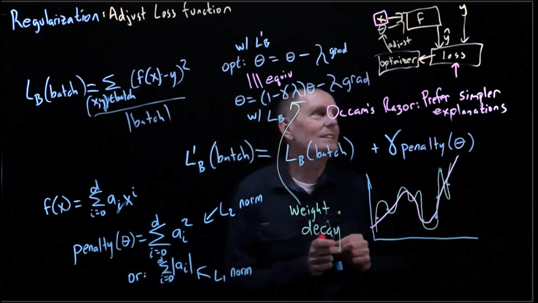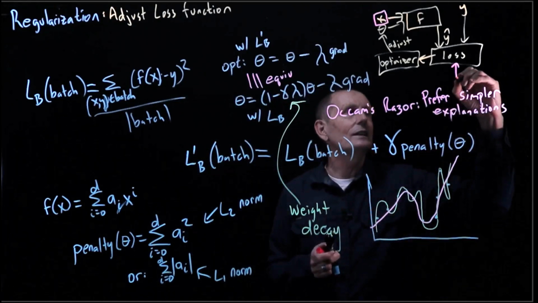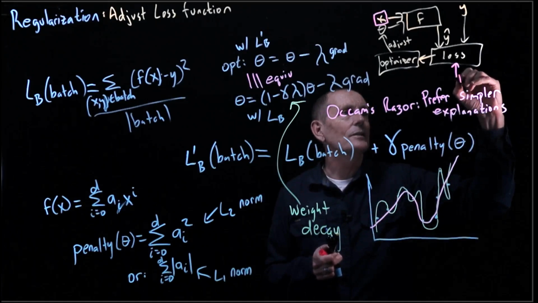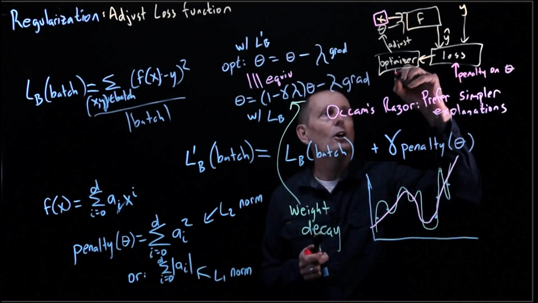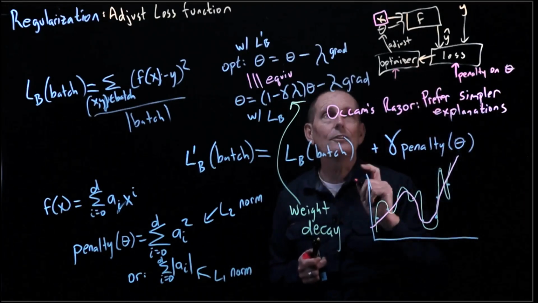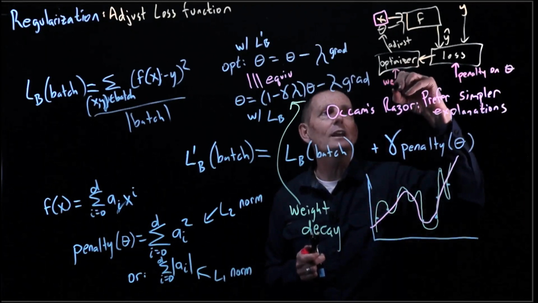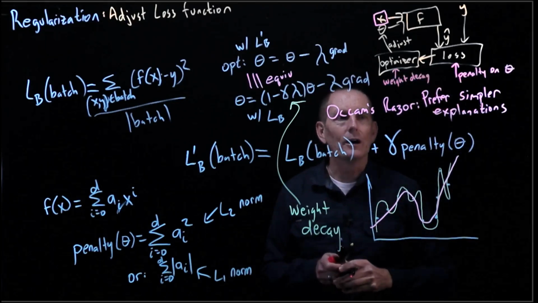So what we're basically doing is we can either do this with a penalty on theta, or in the specific case of the L2 norm, we could do weight decay here. And those are equivalent.